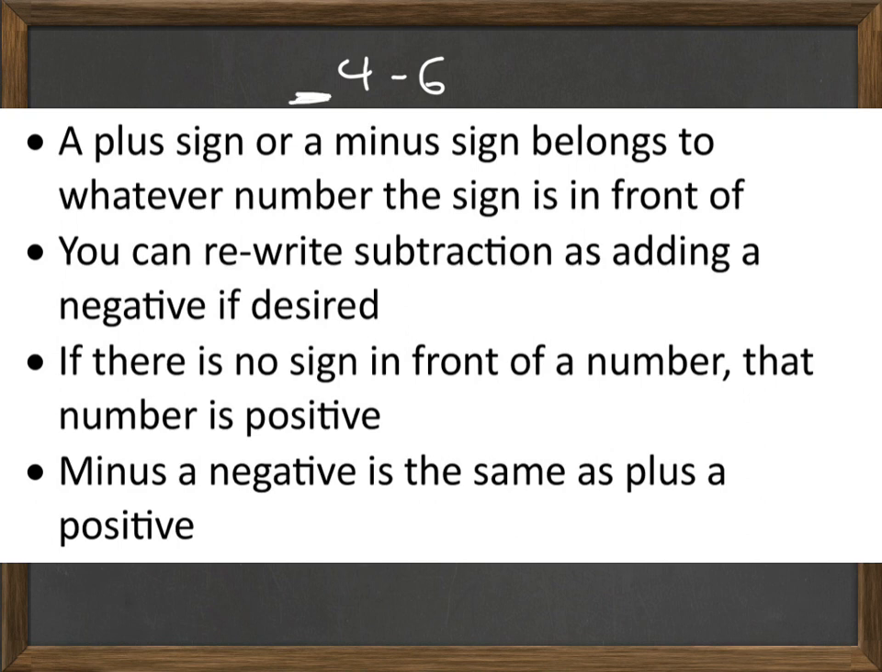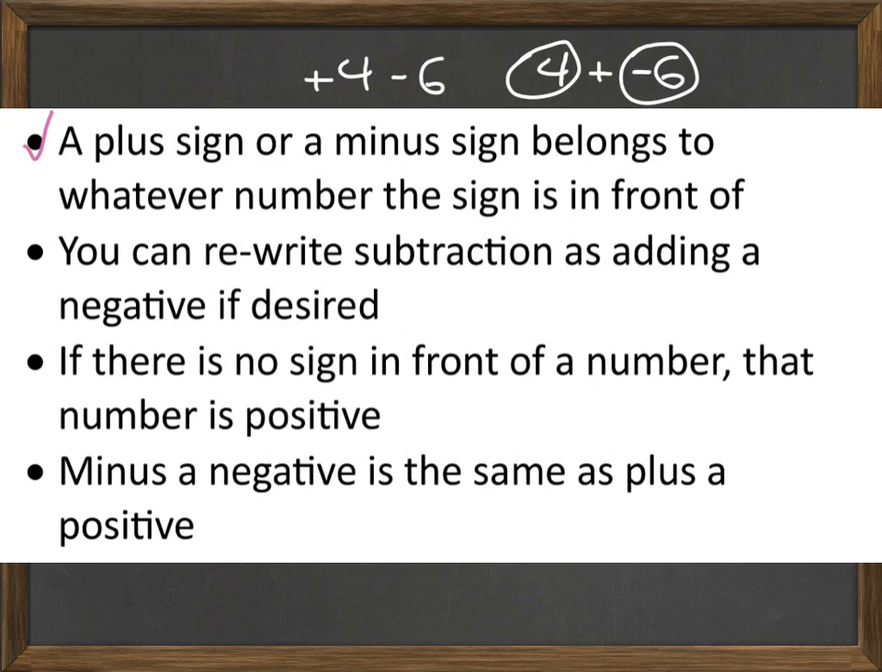If I look in front of the 4, there's nothing there. So that implies that the 4 itself is positive. So the way I would think about this is that it's a positive 4 and a -6. In fact, if I wanted to, I could rewrite this as 4 and -6. Again, the 4 itself is positive, the 6 is negative. So that is our first rule, our first guideline as we think about adding and subtracting signed numbers.